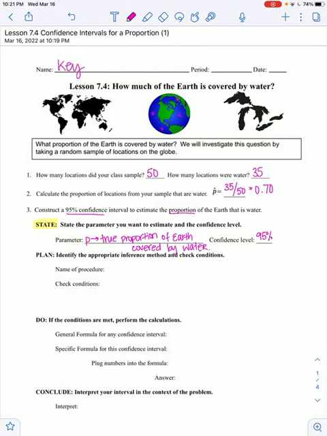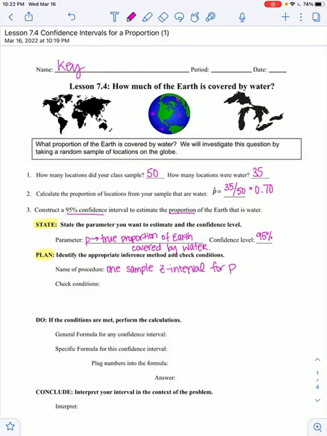The next thing that we're going to do is we're going to plan. So we're going to identify the appropriate inference method, and we're going to check the conditions. The procedure that we're going to do is called a one sample z interval for p. It's called one sample because we're taking one sample, being the 35 out of the 50 that we got. Z interval, because remember we're taking that z critical value of 95%. And p, because we're looking for proportion.